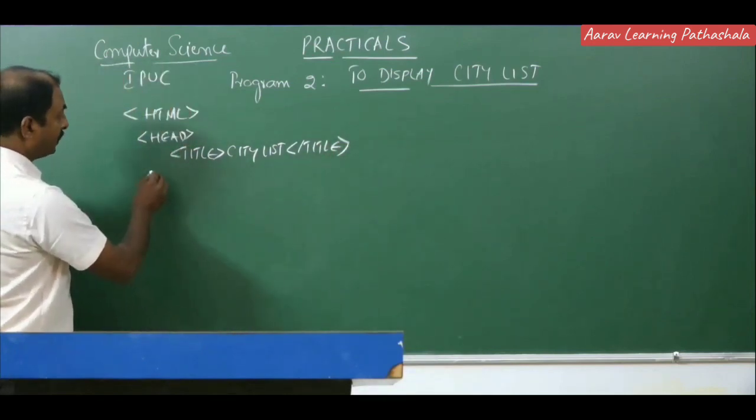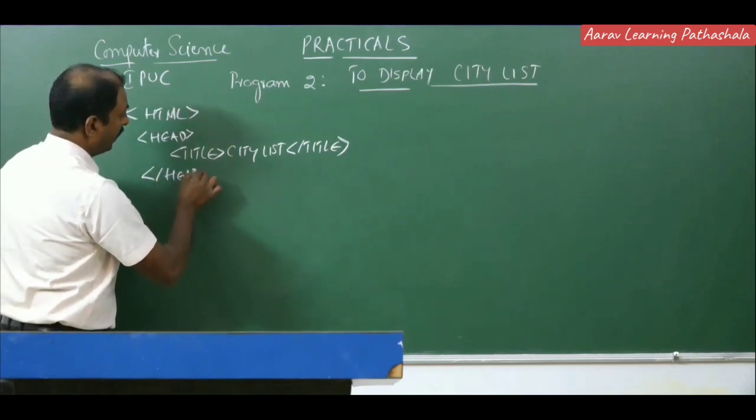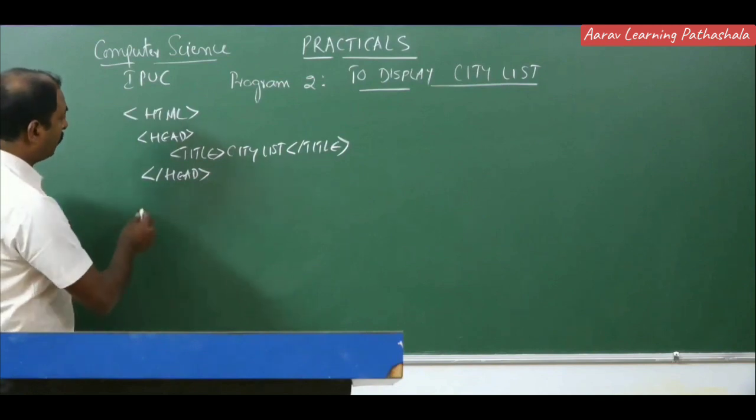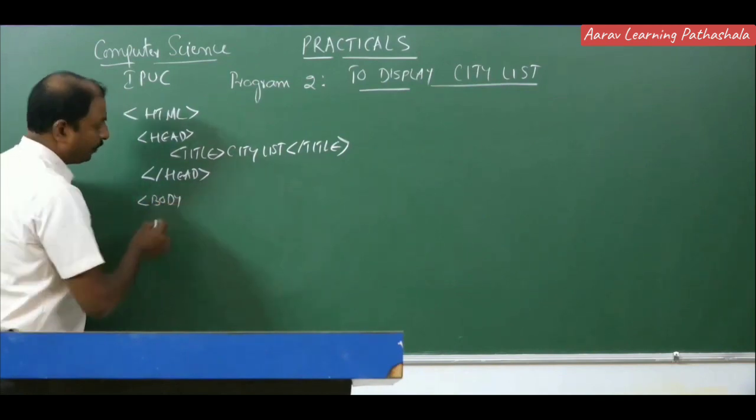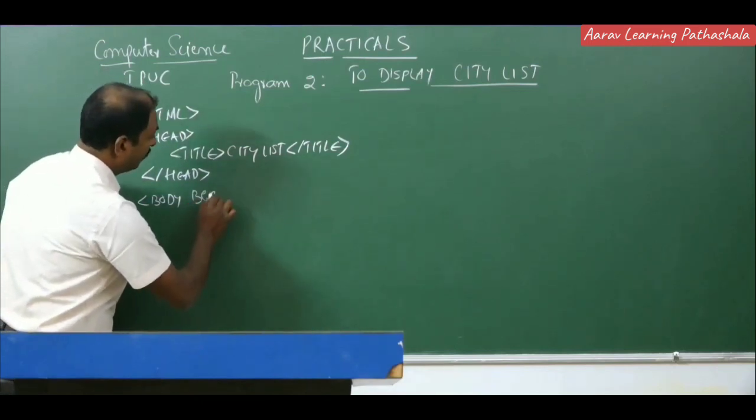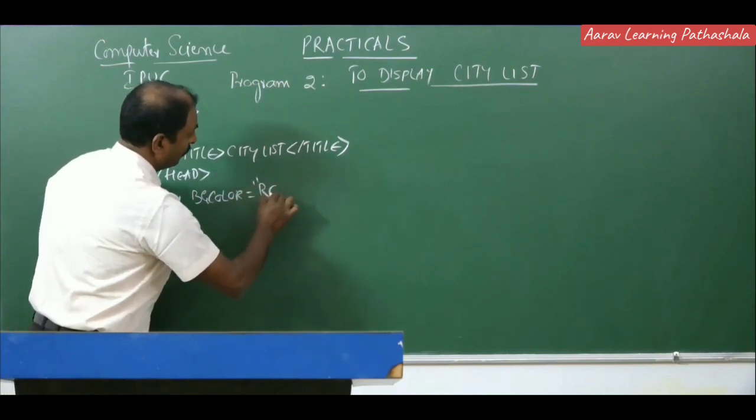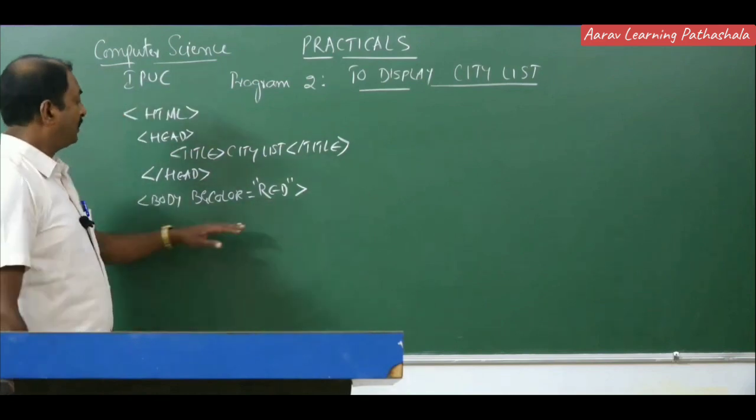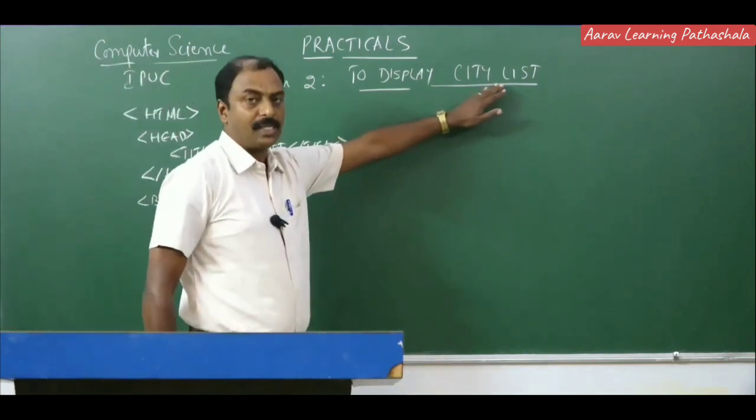Then we have to close this head tag. After this we have to start with the body tag. Here we can make use of the BGCOLOR attribute. So I can write here bgcolor equals, within double quotes, red, and I'm closing this body tag. Inside this we have to display the names of the cities.